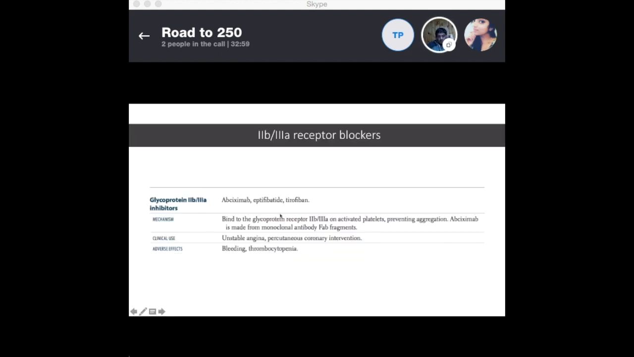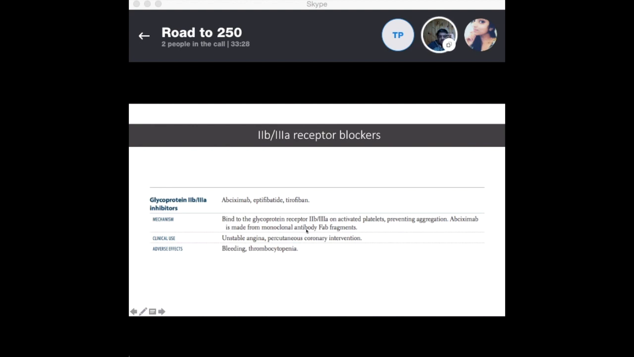So we're talking about the glycoprotein 2B3A inhibitors. Excuse me, I try to get the drugs down. I know I'm probably going to screw it up, but abciximab, eptifibatide, and tirofiban are the drugs in this class, and they bind to the glycoprotein 2B3A on activated platelets, preventing aggregation.